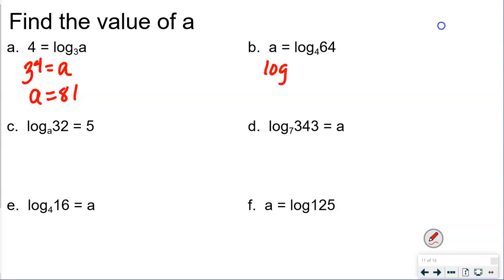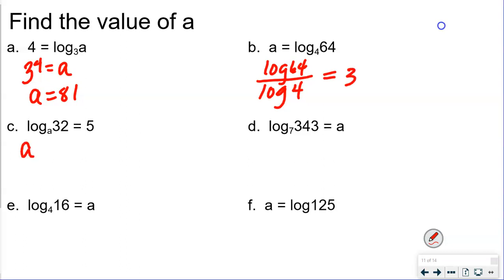This one, we're going to do it using the change of base formula. So I'm going to do the log of 64 divided by the log of 4. Remember, keep the base in the basement. Keep it in the bottom. That's a great way to remember that. When we do this, it equals 3. We do that in the calculator.